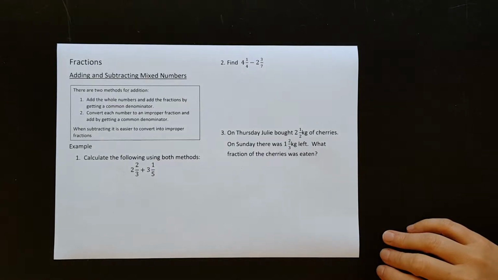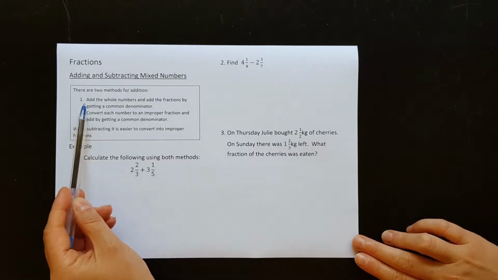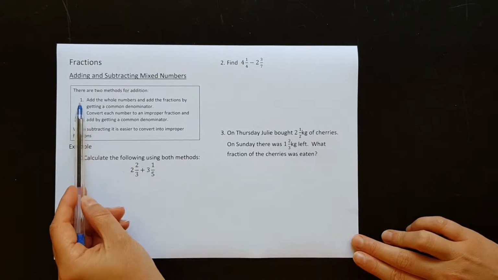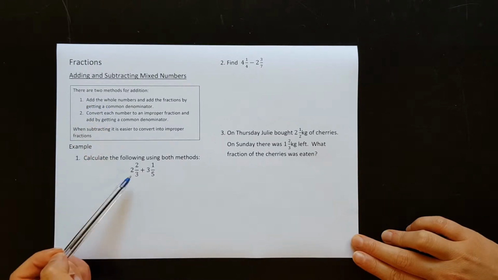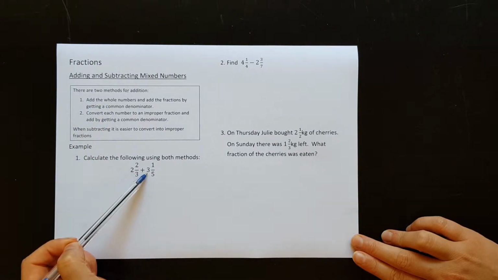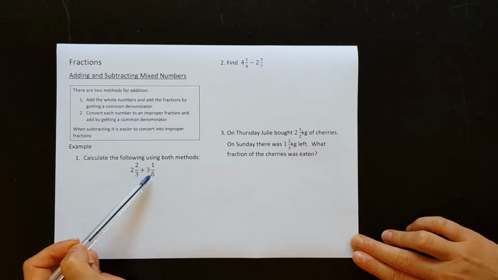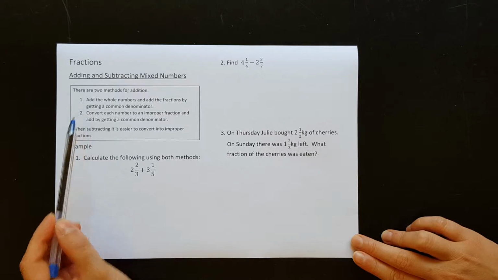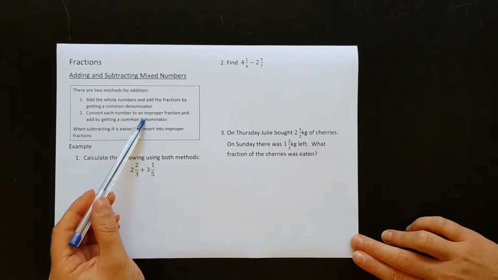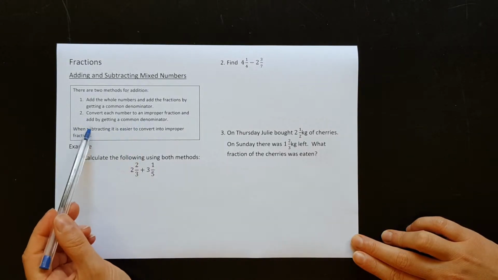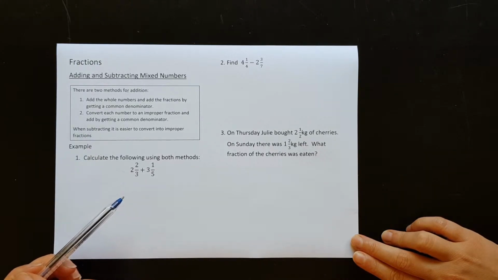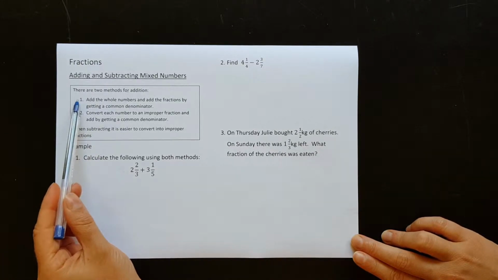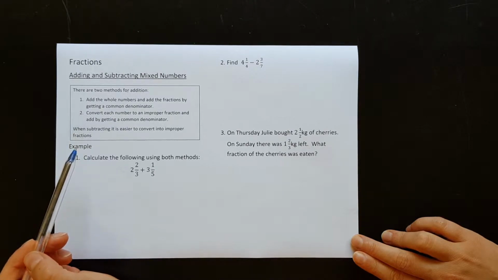Today we're doing fractions and we're going to be adding and subtracting mixed numerals. There's two methods that we're going to learn today for the addition of mixed numerals. The first method is that you can add the numbers out the front and separately add the fractions together by getting a common denominator. The second method is that you will convert each number into an improper fraction and then you will get a common denominator to add the fractions together. Okay, so there's two methods and I'm going to be showing you how to do both of those methods today.